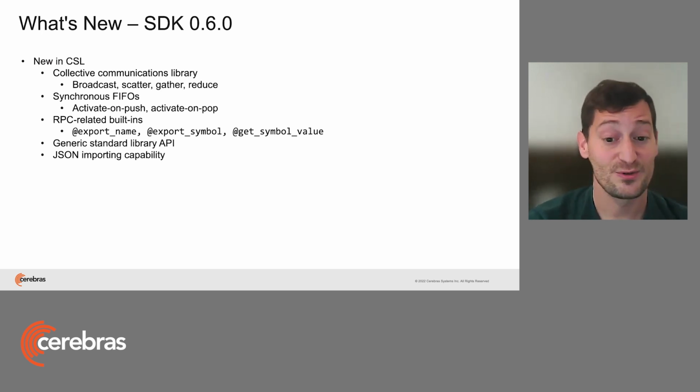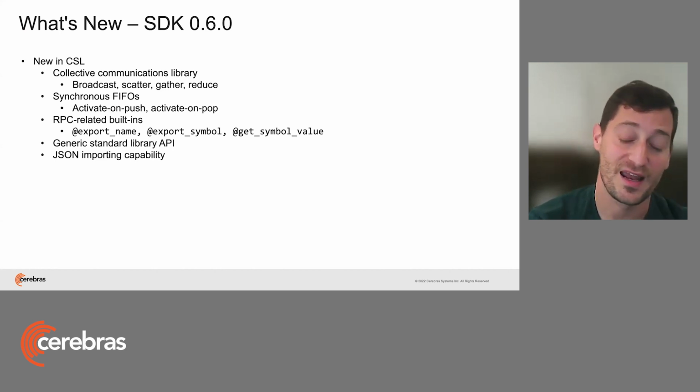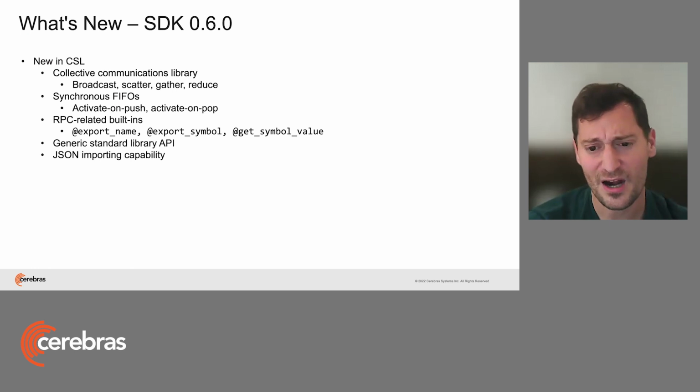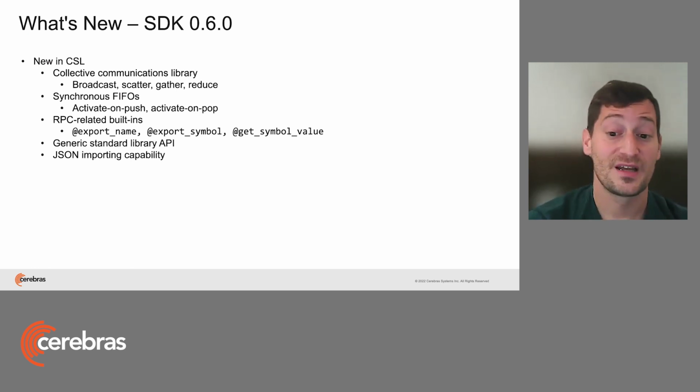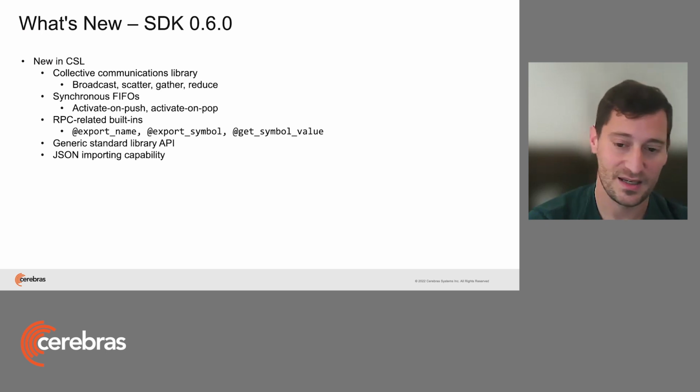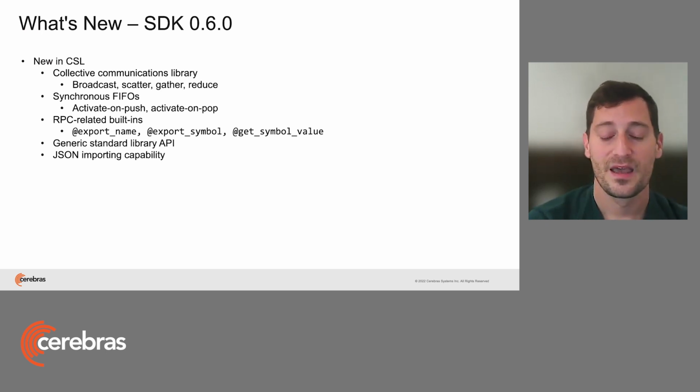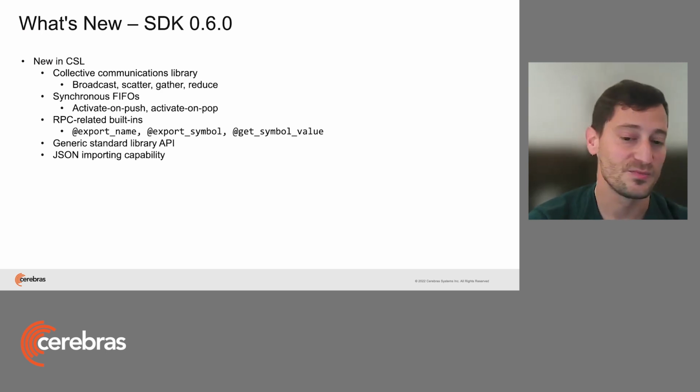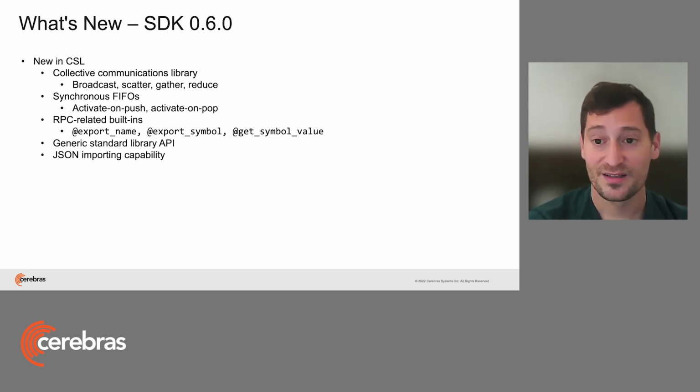In the previous release, we introduced generics, sort of like templates, where you can write functions for any type of arguments. And we have updated our standard library to work with the generics, so you can call our standard library API with passing data of any type. And we also have a cool new feature where you can import data from JSON. So that's all part of our new SDK release.